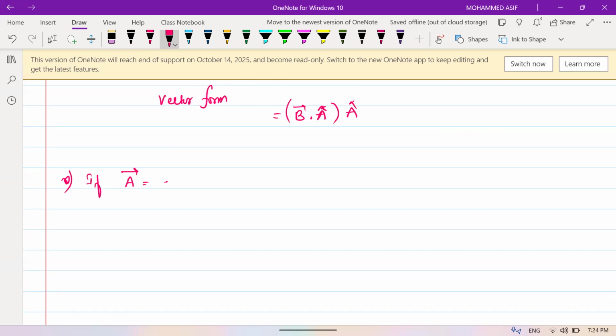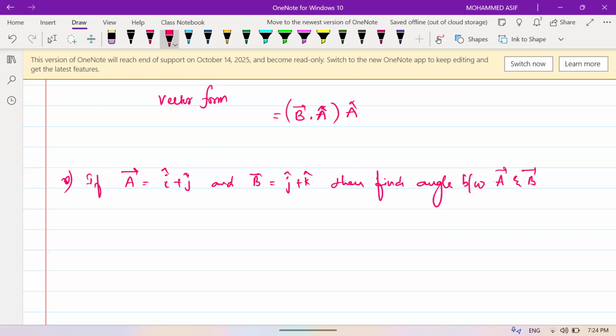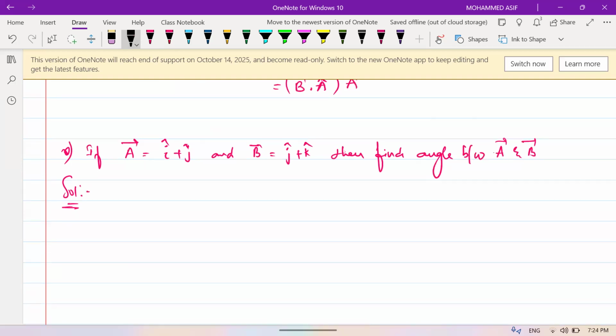If A bar is equal to I cap plus J cap and B bar is equal to J cap plus K cap, then find the angle between A bar and B bar. Chalo, try to do it. We have two vectors, A bar and B bar. So how do you find the angle theta?